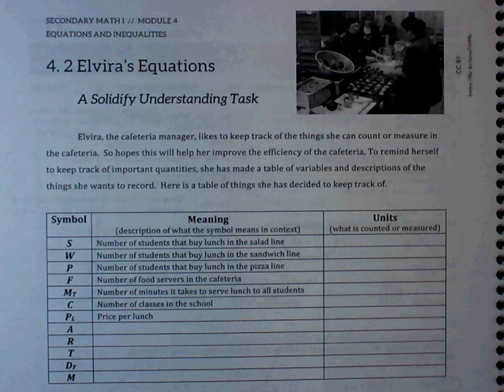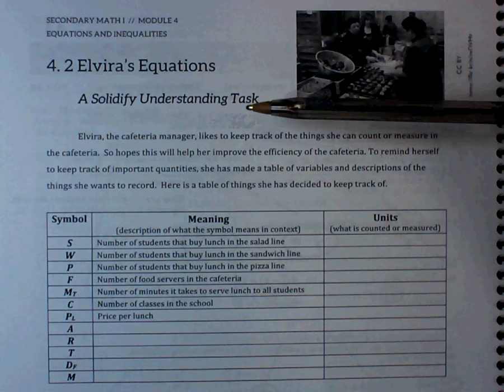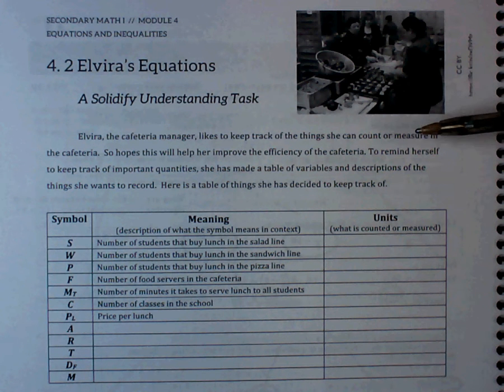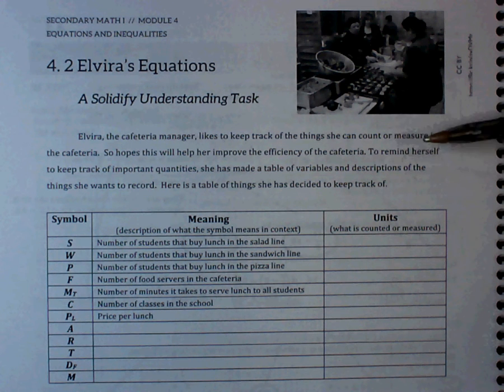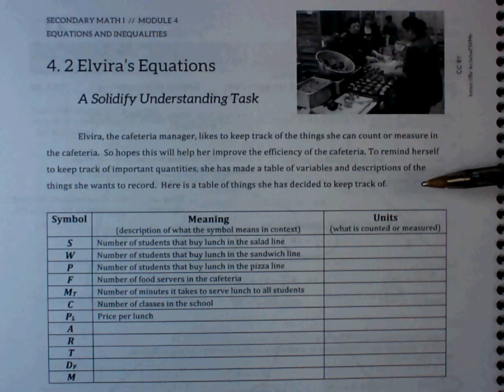4.2, Elvira's Equations, a Solidify Understanding Task. Elvira, the cafeteria manager, likes to keep track of things she can count or measure in the cafeteria. She hopes this will help her improve the efficiency of the cafeteria. To remind herself to keep track of important quantities, she has made a table of variables and descriptions of the things she wants to record. Here is a table of things she has decided to keep track of.